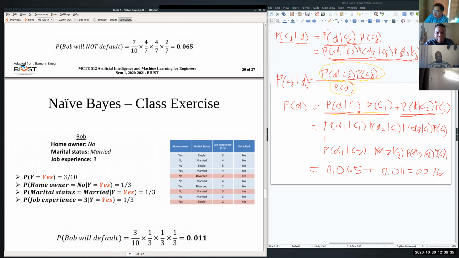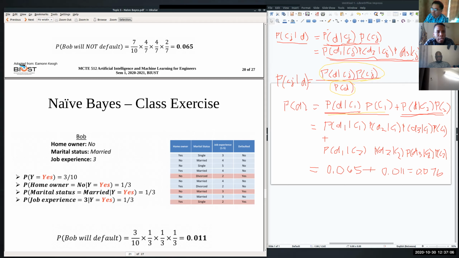Yes. I think it could still give us a better judgment looking at the two probabilities that he will either default or not default. Why? There is a significant difference looking at the two probabilities. Okay, 0.065 and 0.011. Yes.